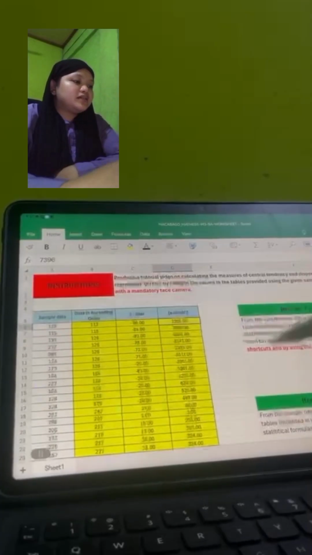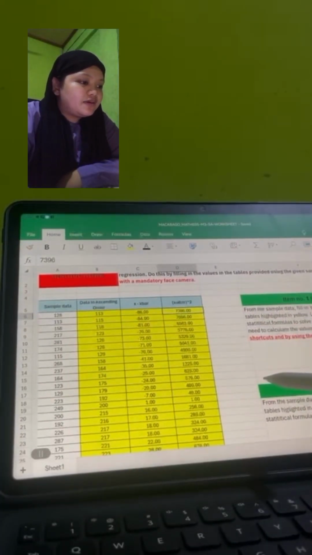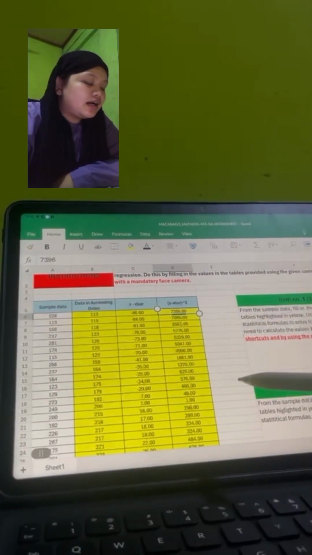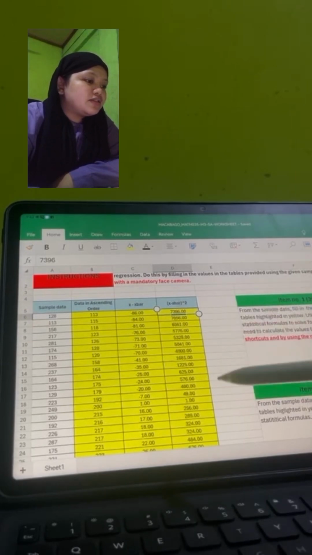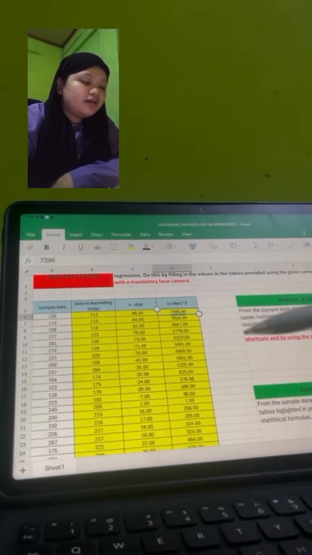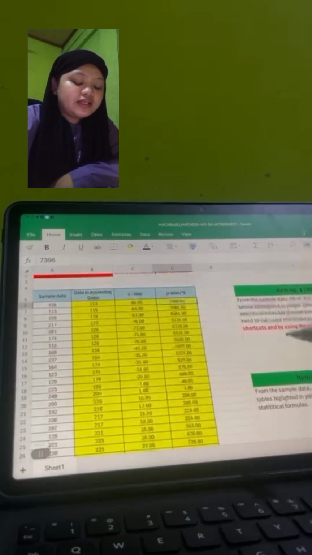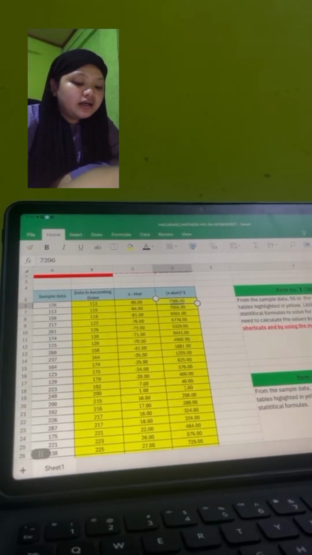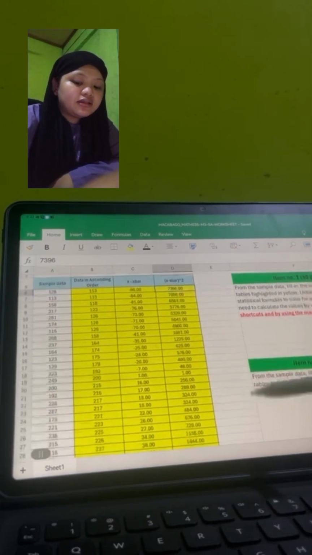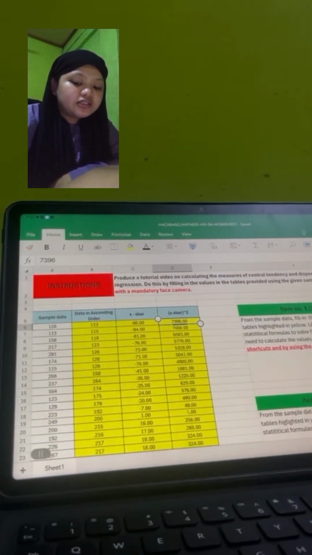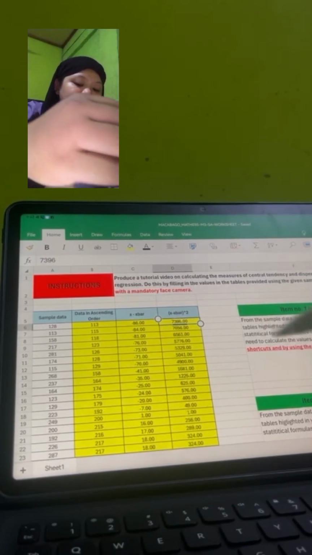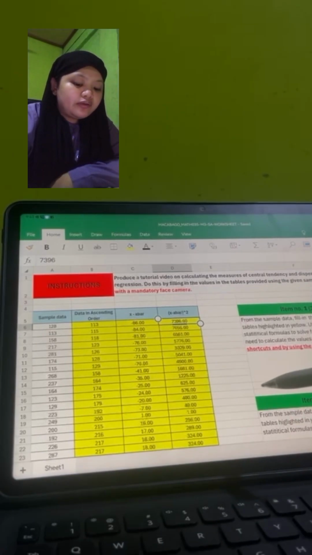So first, we are going to calculate the variance of this data. We're going to use the formula of S squared, the sample variance, which equals the sum of squares between each data point and the mean x bar, divided by n minus 1, where n is the size of the sample.